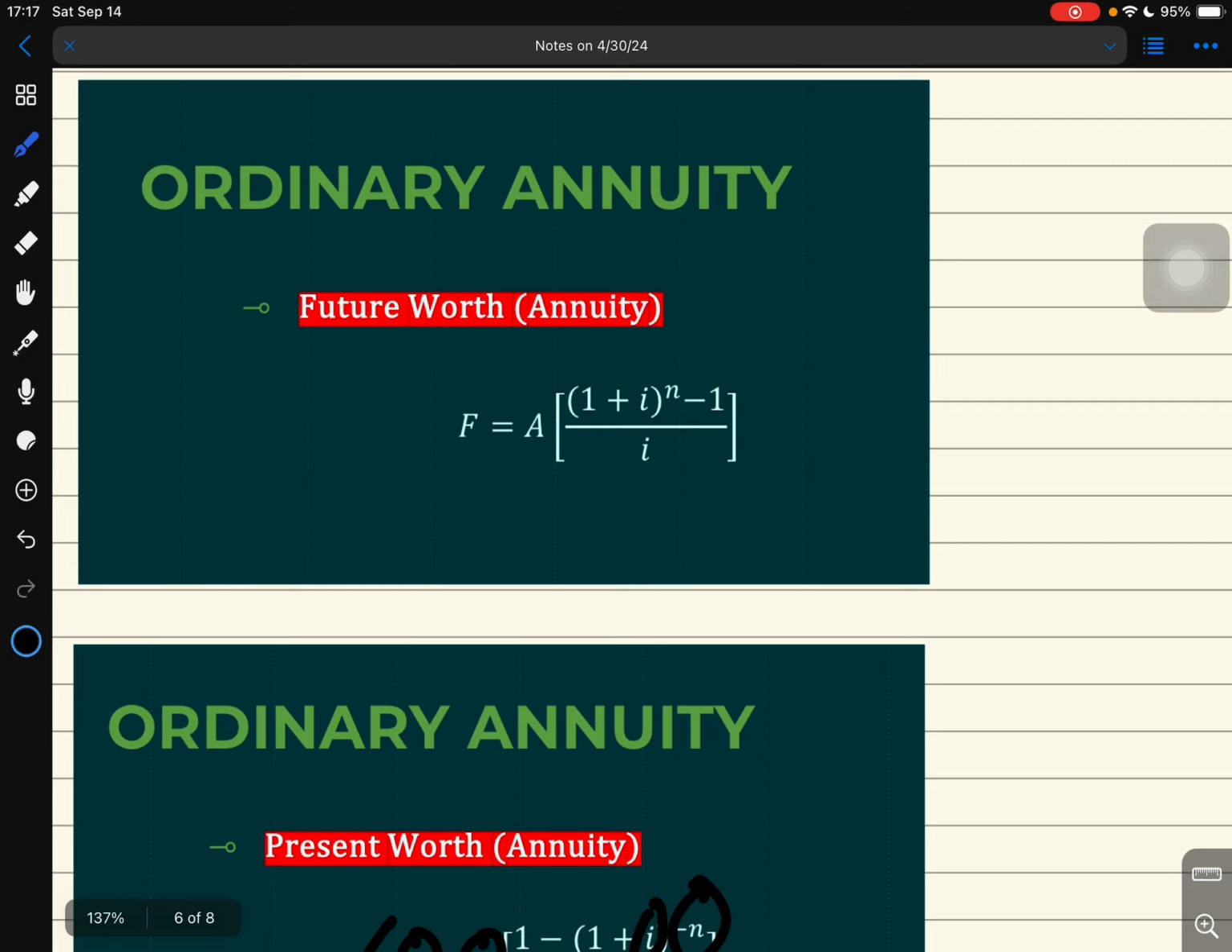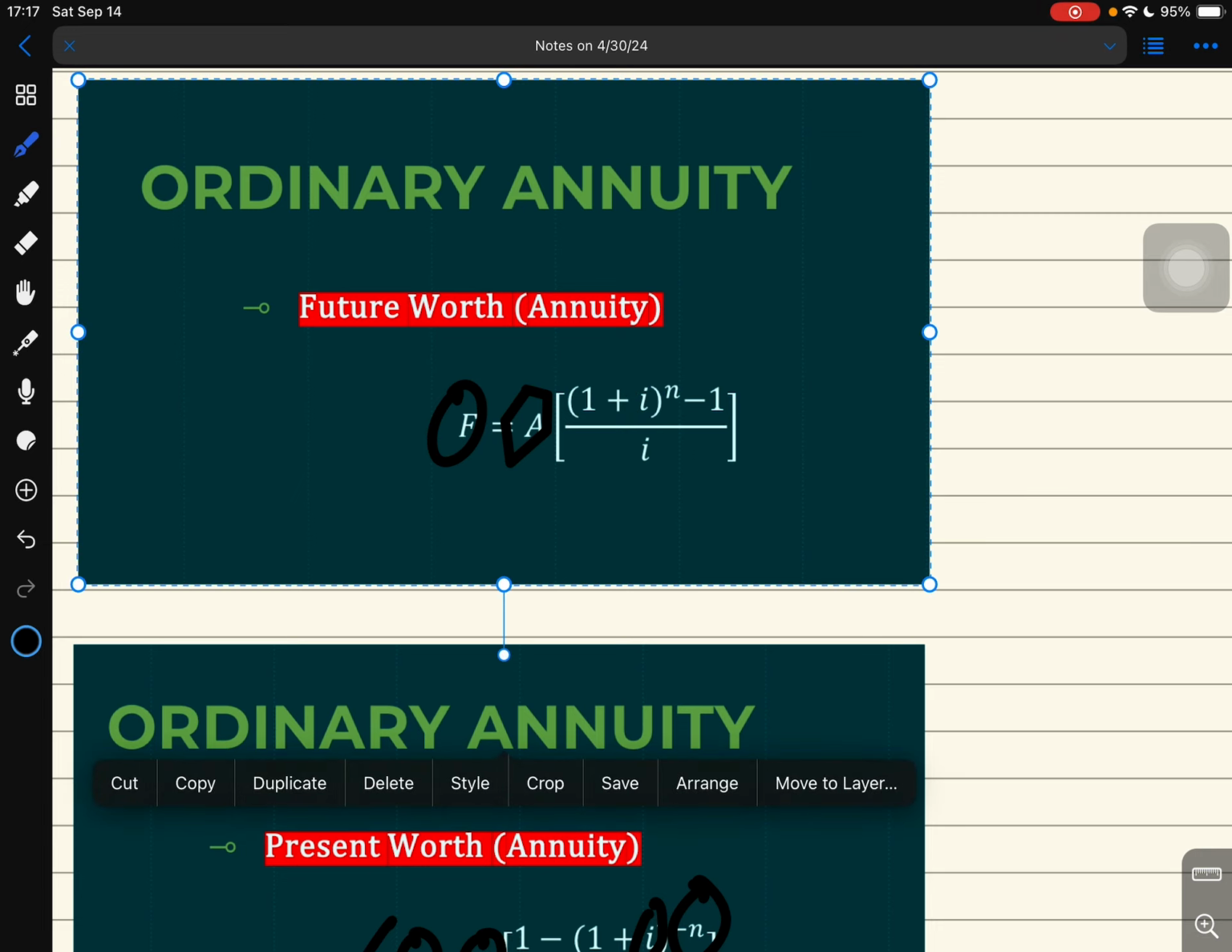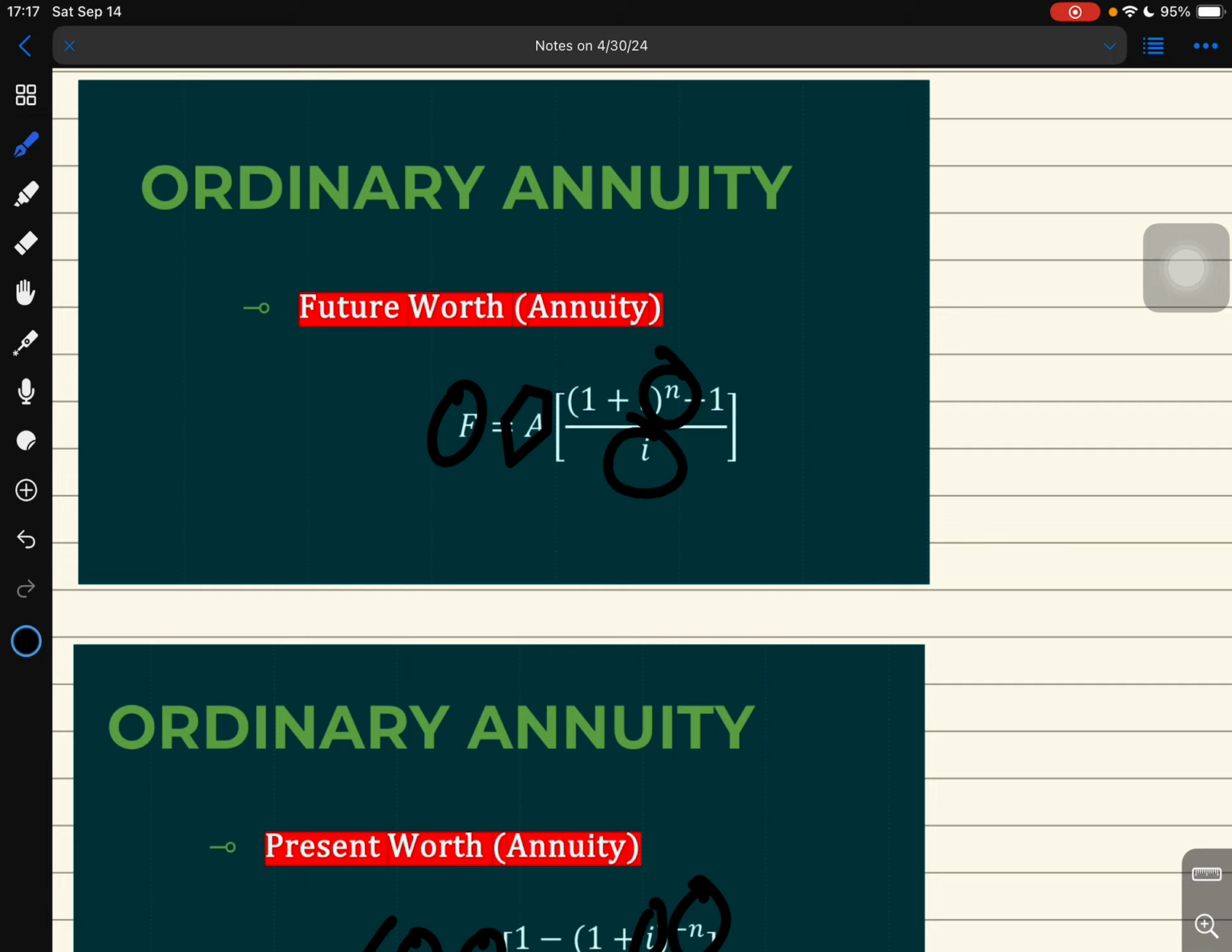Now, we have our future worth. A is for annuity, I is for effective interest, N is for the period, and I again is for effective interest.